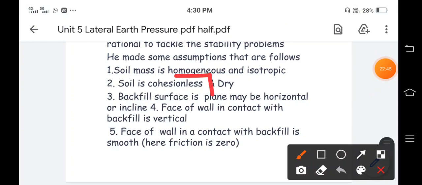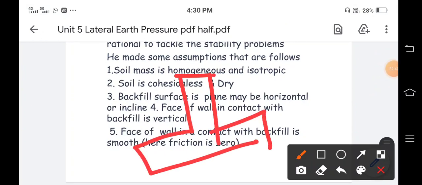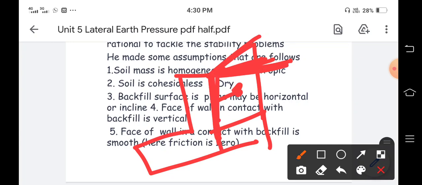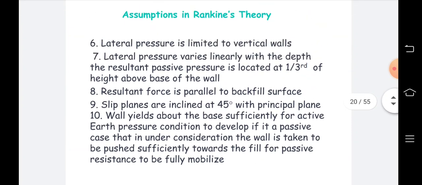So what is meant by the backfill? This is a retaining wall, and this is called the backfill, the material placed back of the wall. The backfill surface may be horizontal or it may be inclined. The surface which is in contact with the back of the wall will be smooth, which means no friction will occur between the wall and the soil. And the backfill soil is dry.